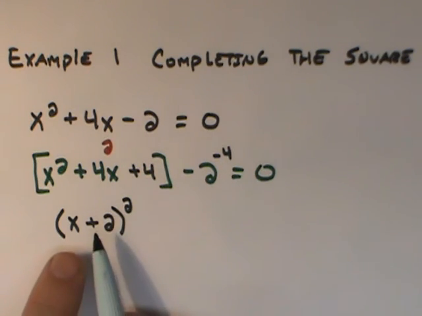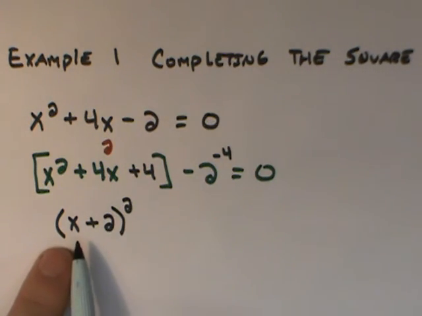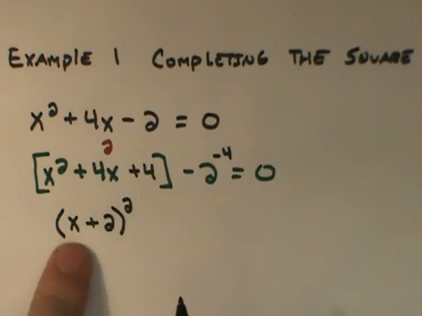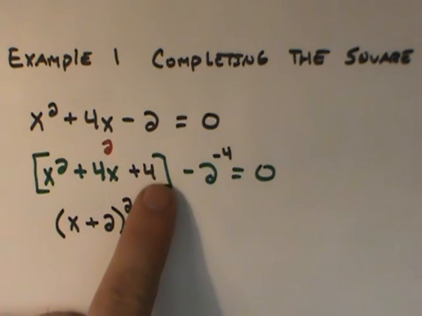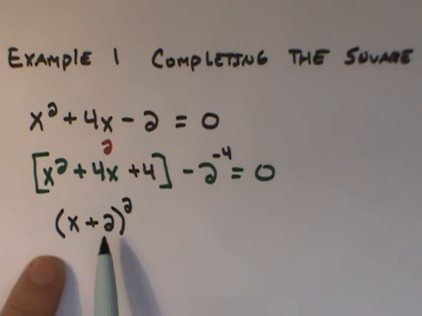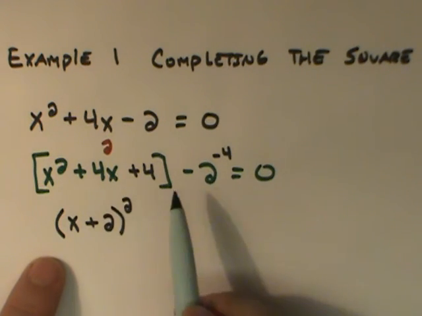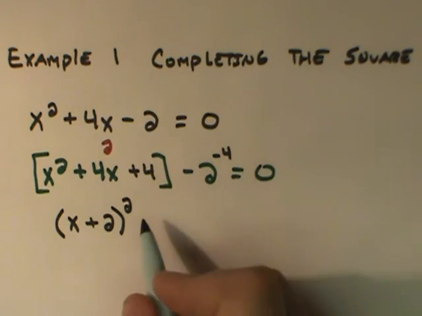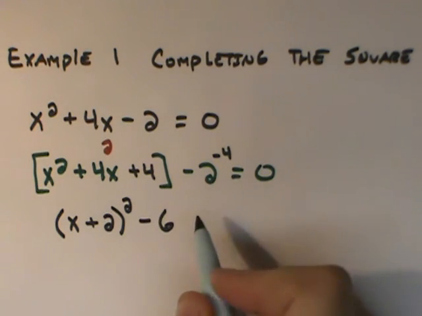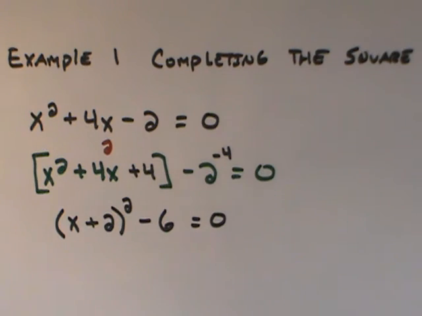So if you're not seeing what I'm talking about here, if I were to expand this, I square the first term, I get x squared. I square the last term, I get 4. And this product, 2 times x, doubled, gives me that 4x. And then I simplify what I have here, which would be a minus 6 equals 0.